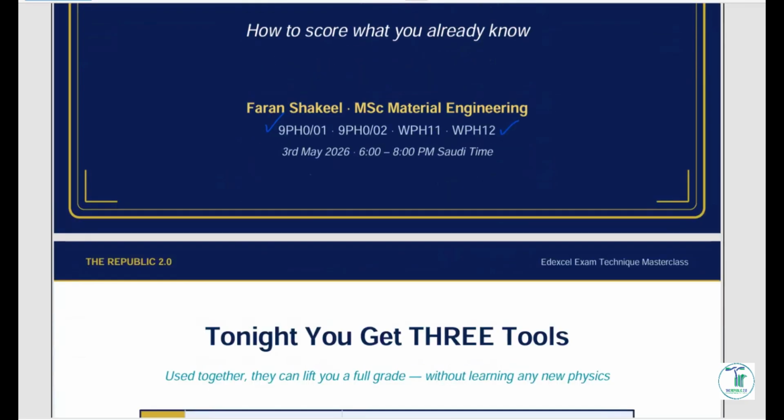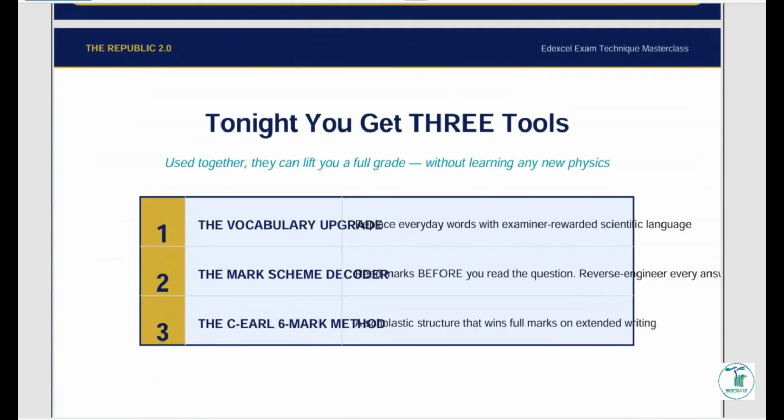First of all, I've compiled all these points from the examiner past reports, and the three things we need to work on are the vocab upgrade and the mark scheme, how we can decode the mark scheme. Marking scheme means how we're going to answer a 1 marker, a 2 marker, a 3 marker, a 4 marker, a 5 marker, and a 6 marker.